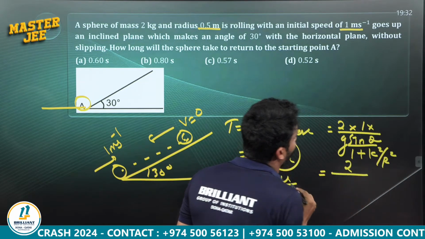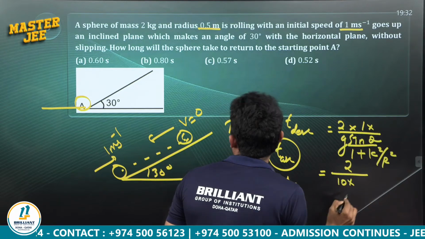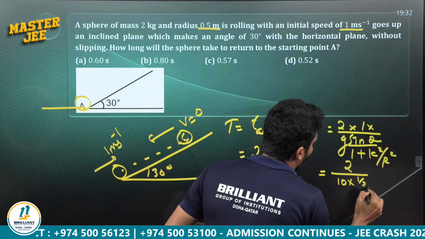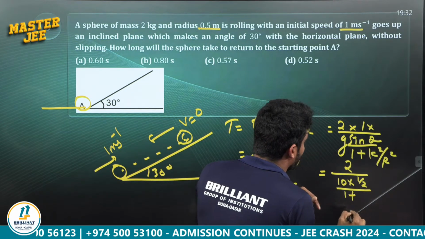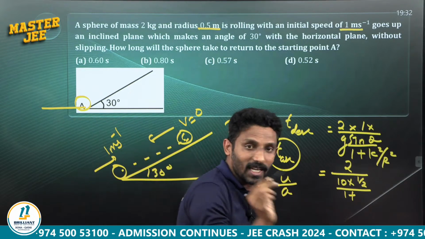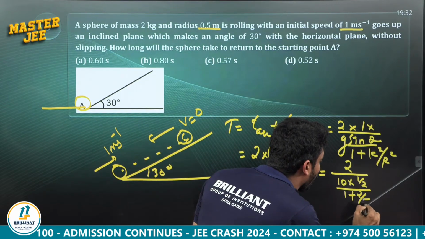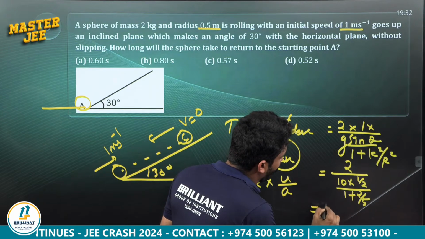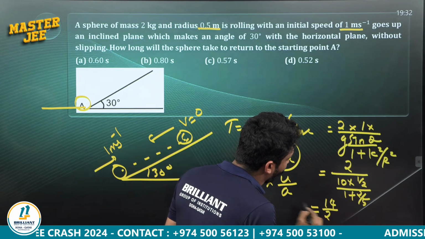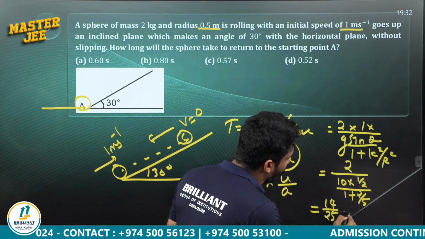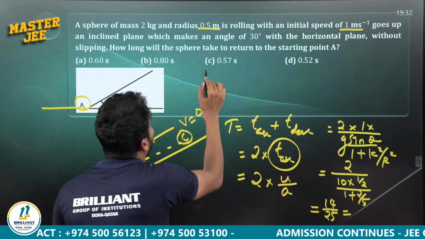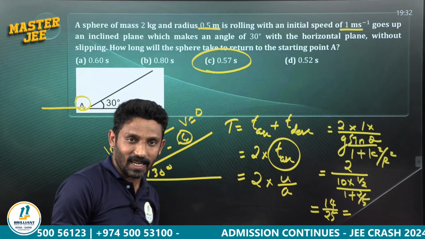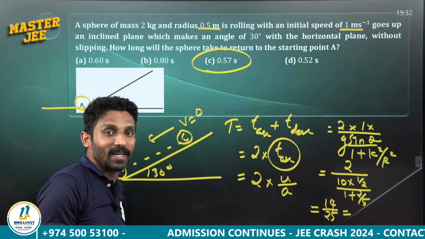This is 2 divided by 10 into sine 30, which is 1 by 2, divided by 1 plus k square by r square. This is a solid sphere whose k square by r square is 2 by 5 only. We solve this and get 14 divided by 25. You can check it, and the answer comes to 0.57 seconds. Very simple question.